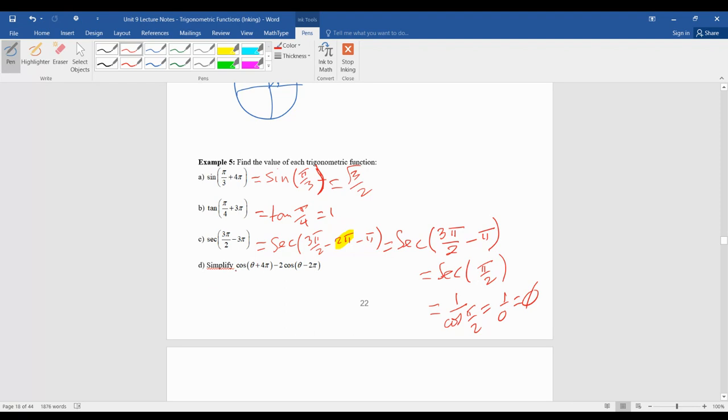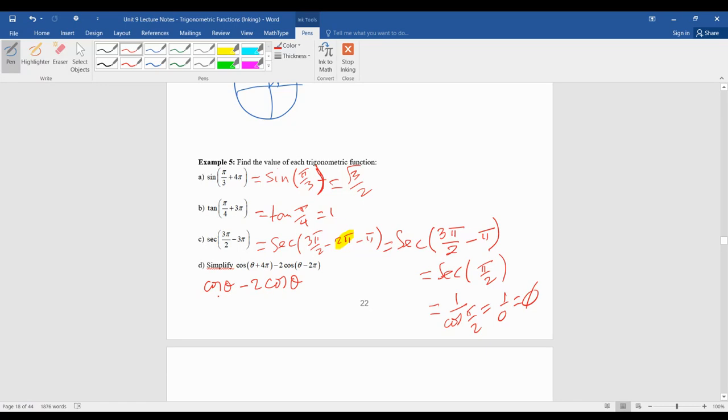Last one, example D, says simplify. We may not end up with a value, so we just need to simplify. We have cosine of theta plus 4 pi. Because the period for cosine is 2 pi, adding 2 pi and adding another 2 pi doesn't change anything in terms of the value. So this is the same as cosine of theta. Now cosine of theta minus 2 pi is the same thing. If you subtract 2 pi, you go back to the same point, so it is equivalent to cosine of theta.